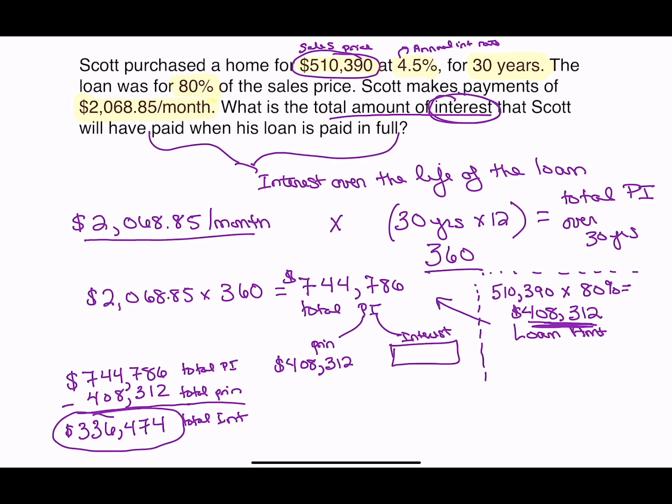Now, there were a lot of steps in that problem, but hopefully you understand what we did. We knew how much he paid every month, and we knew how many times he was going to make that payment. So that gave us a total of $744,786. Of that amount, we needed to figure out how much was going to be our principal. And what we did in step 4 was figure out what our actual loan amount or our principal amount was. And for step 5, we subtracted that from the total to give us our answer. I know it seems like a lot, but don't worry. Just go ahead, press rewind if you got lost, and watch me do it again.